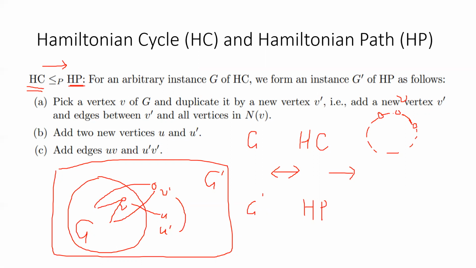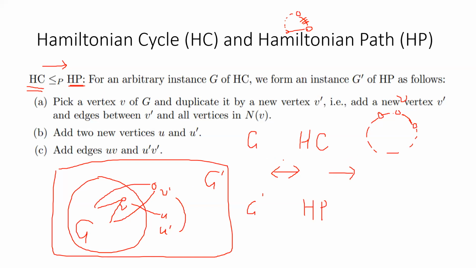Yes, you're right. Finding a path is easier than finding a cycle, because for the same graph, if you find a cycle, you just need to cut one edge and then it's a path. But for this case, we can't have the same graph for both HC and HP because they are not identical.